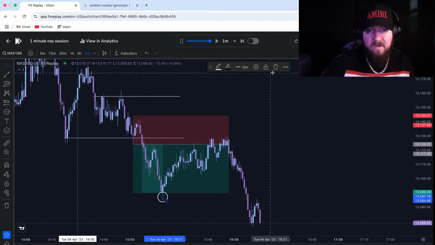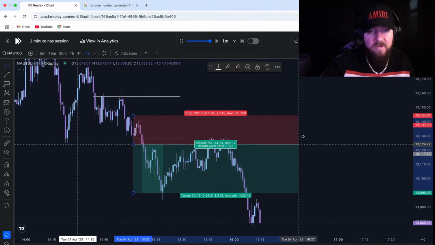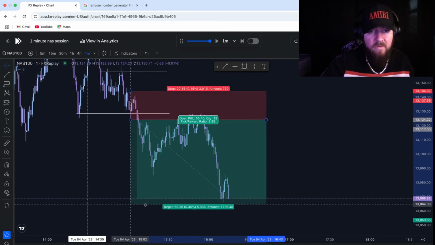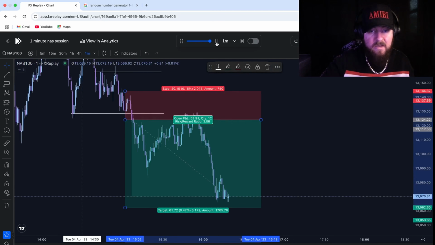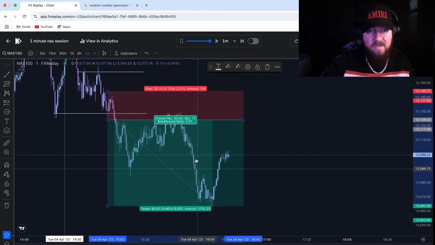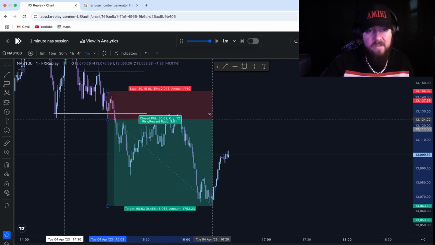It would have been break even. But let's say you didn't move to break even and you just held the trade, and you went for, I don't know, a 1 to 3 to see if it gets there. Wow, a pip away from a 1 to 3. No. Yeah, it would have been a 1 to 3. There you go. 1 to 3.